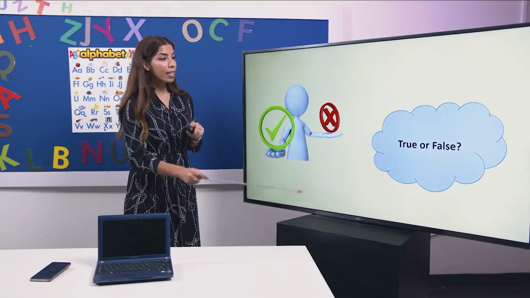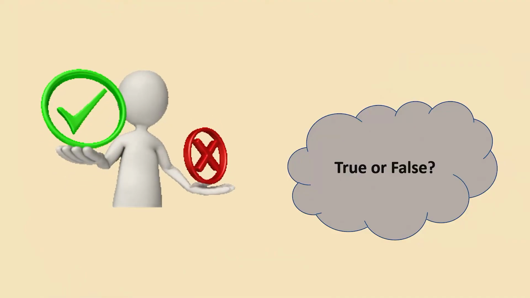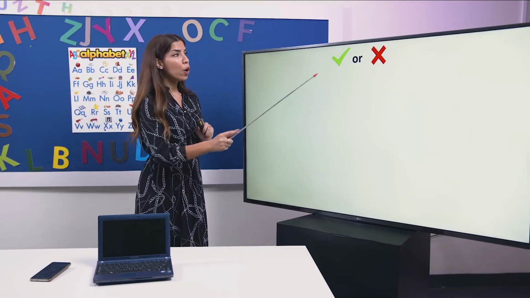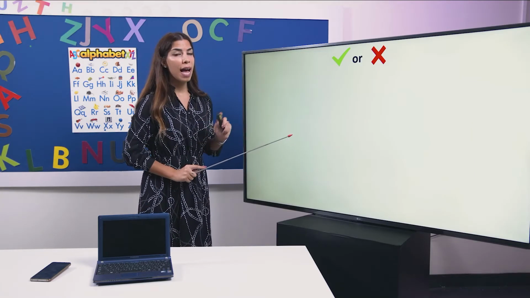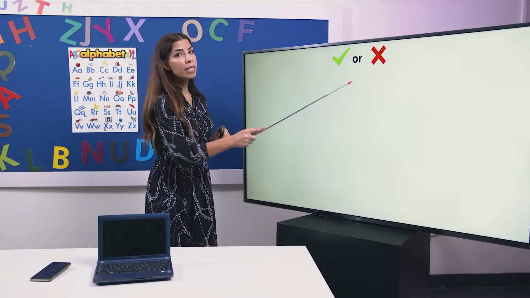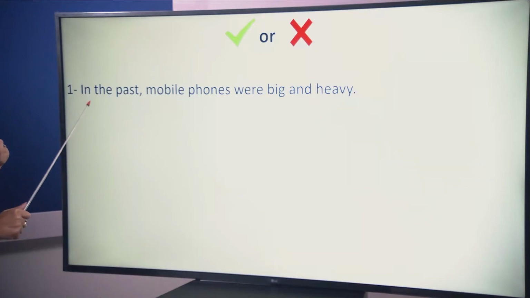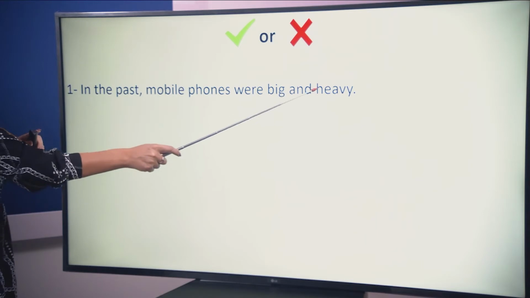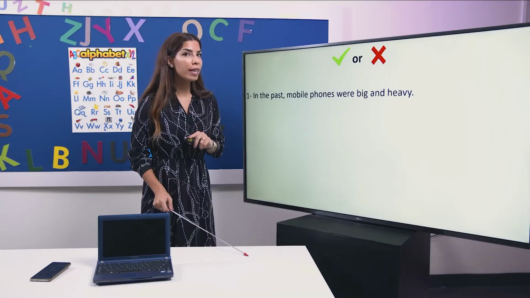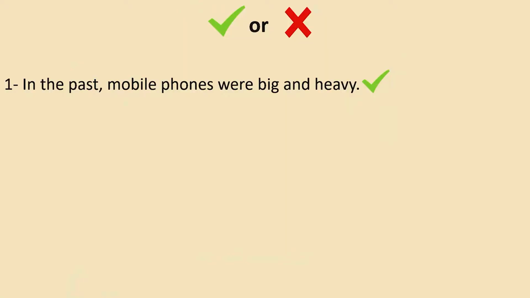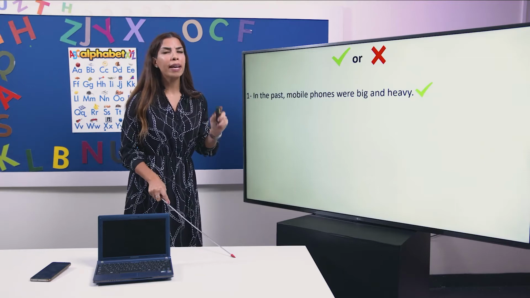Now, let us do true or false. If the sentence is true, we will put a check next to it. And if it is false, we will put an X. Sentence number 1. In the past, mobile phones were big and heavy. What do you think? True or false? Yes, it's true. We said before that in the past they were very big and very heavy.